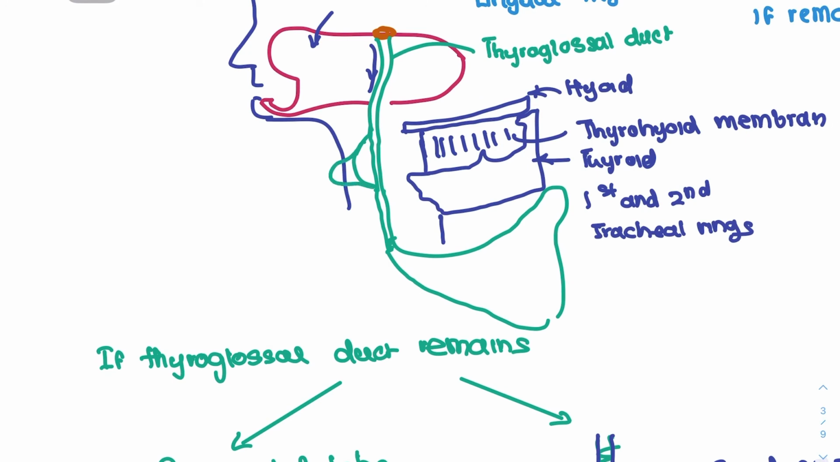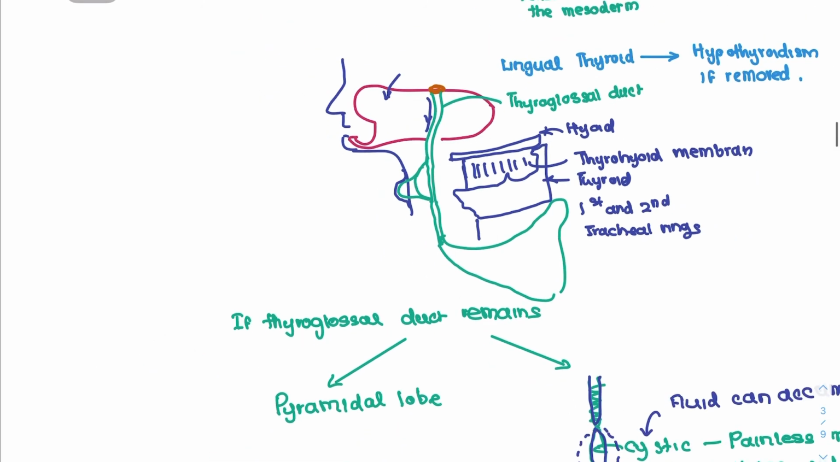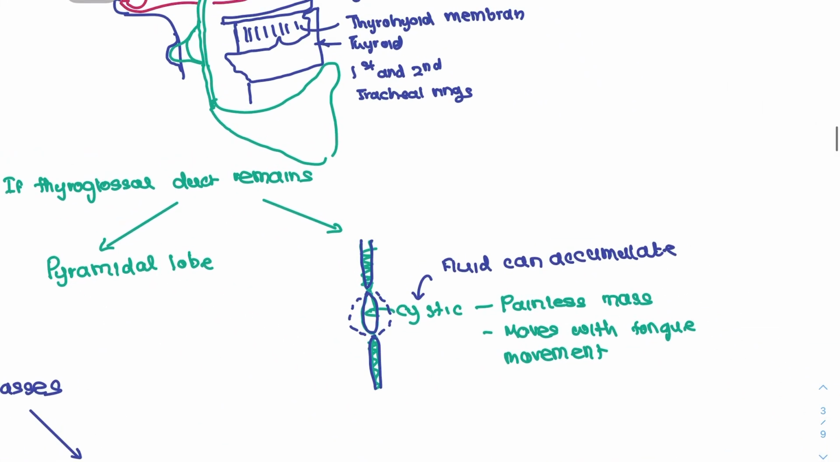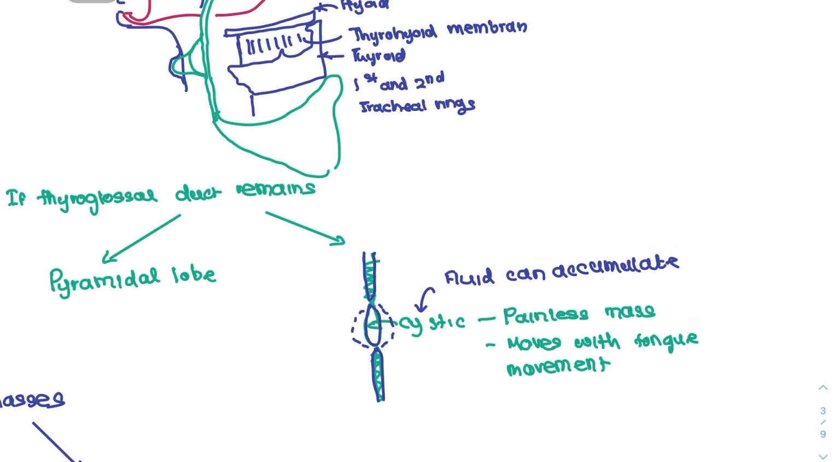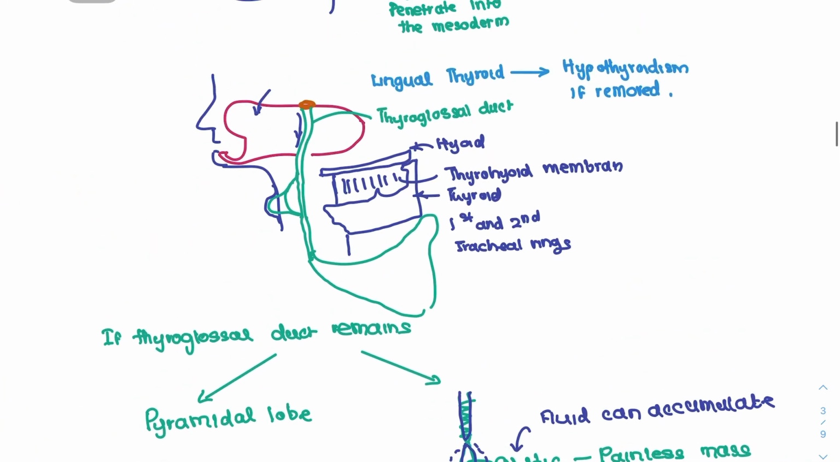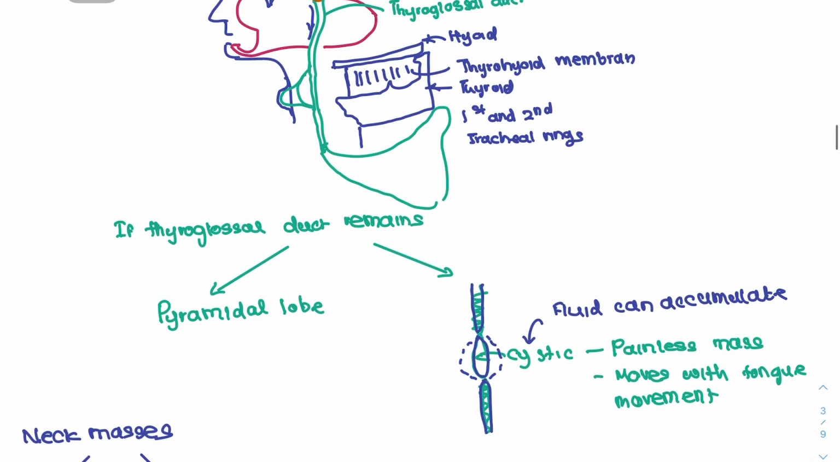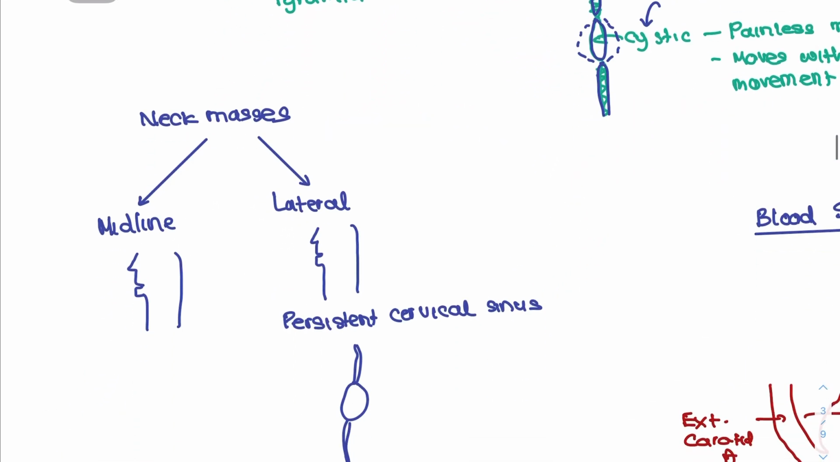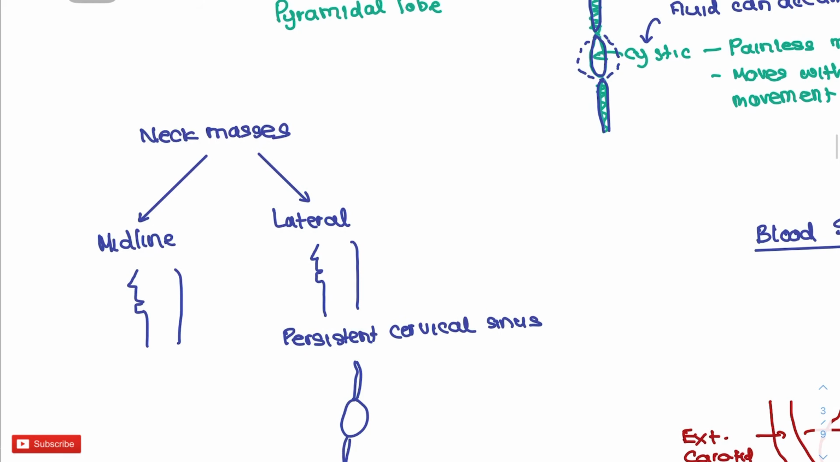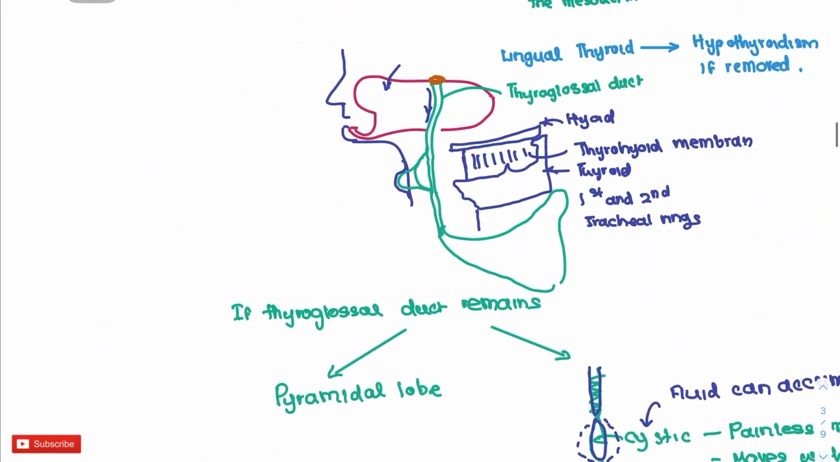bulging out from the neck. The skin will bulge out like this. So this is a painless mass. Since there's no inflammation involved, it is a painless mass, and it will move with the tongue movement. And also, when it comes to neck masses, this thyroglossal neck mass is a midline mass. As you can see, the thyroglossal duct goes downwards, and if it does not degenerate properly, it will be present in the midline.